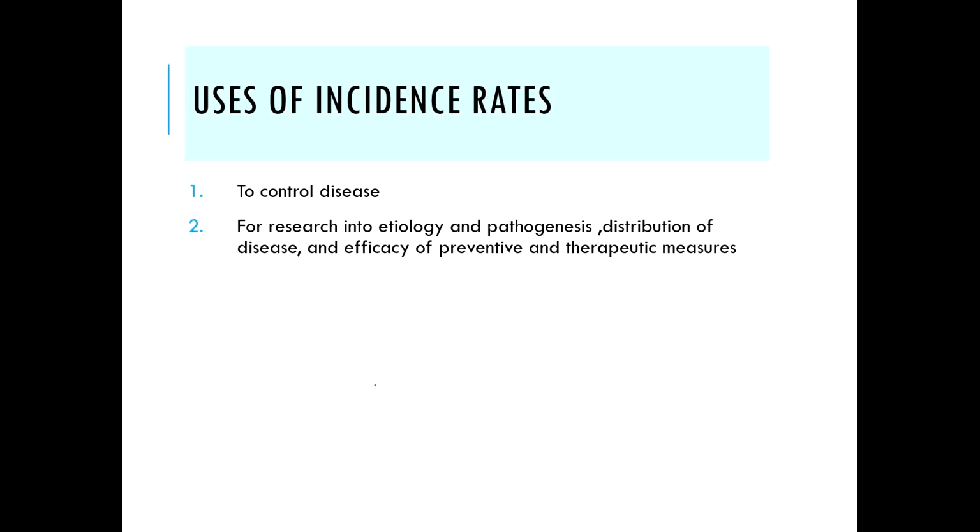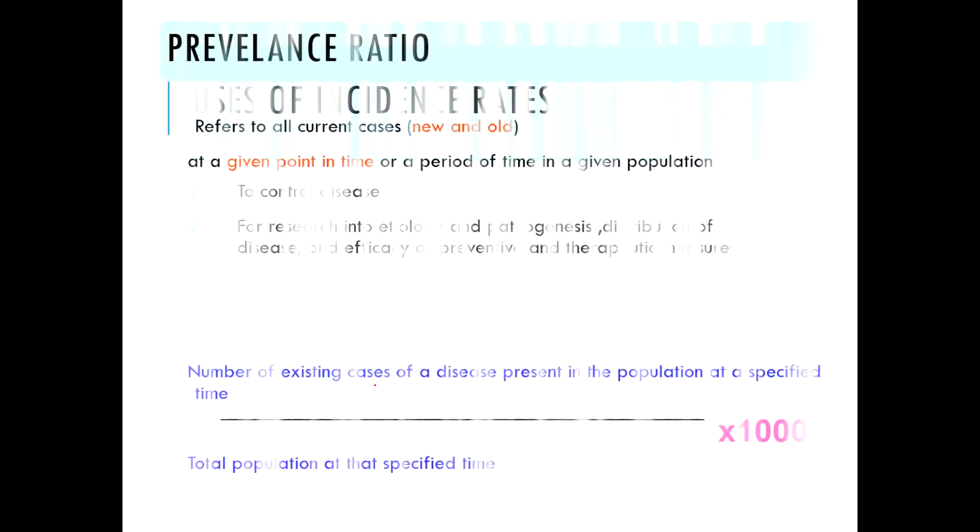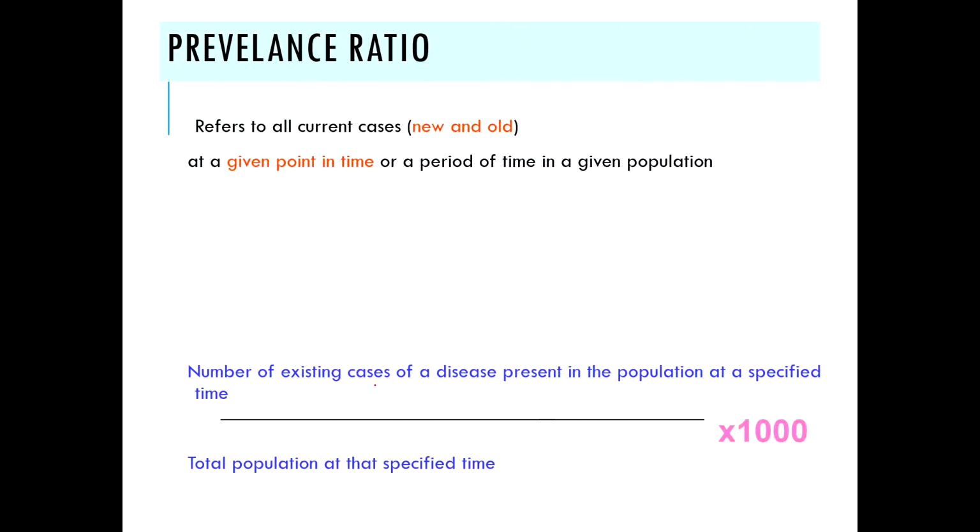Okay, what are the uses of incidence rate? It helps us to control the disease. It helps us to find out the etiology and pathogenesis of the disease. Moving towards the prevalence, it is divided into point prevalence and the period prevalence.